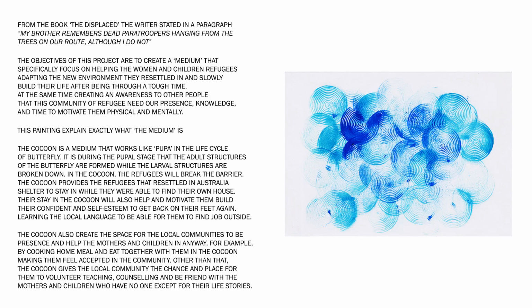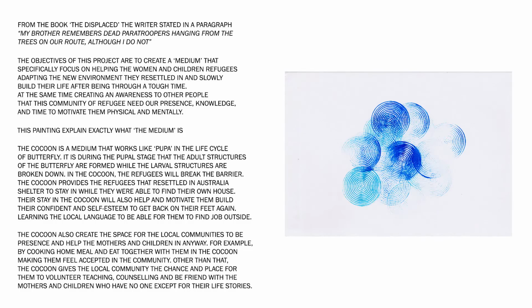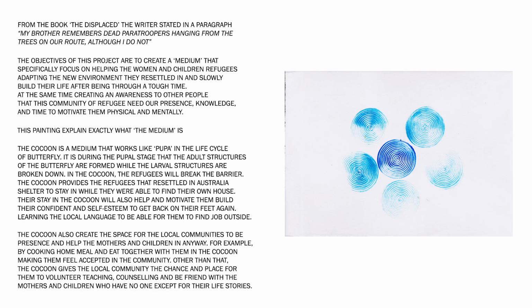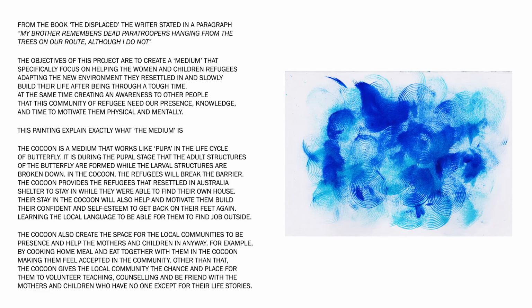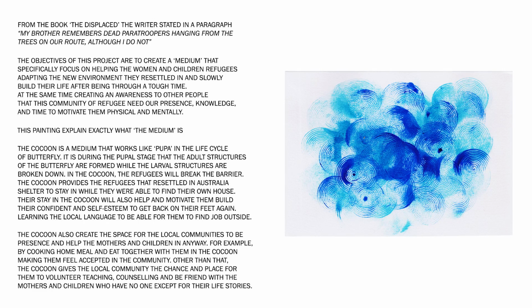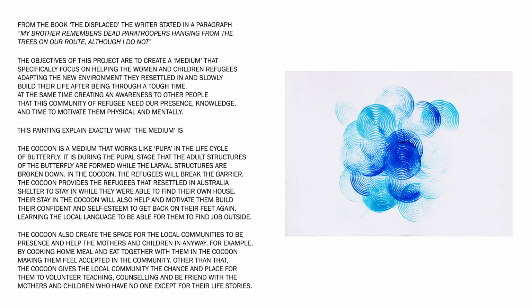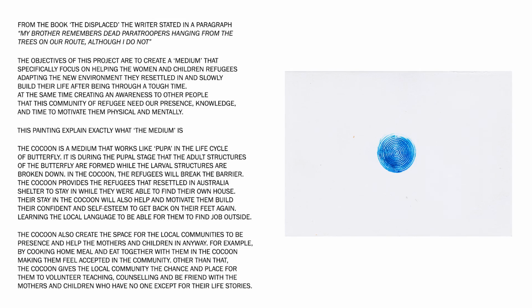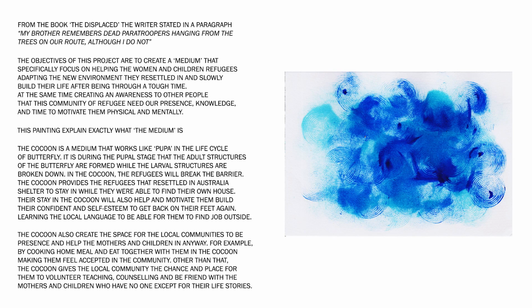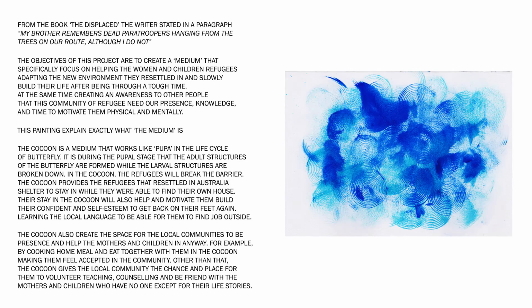The cocoon is a medium that works like the pupa in the life cycle of a butterfly. It is during the pupa stage that the adult structures of the butterfly are formed, while the larval structures are broken down. In the cocoon, the refugees will break the barrier. Their stay in the cocoon will also help and motivate them to build their confidence and self-esteem to get back on their feet again.